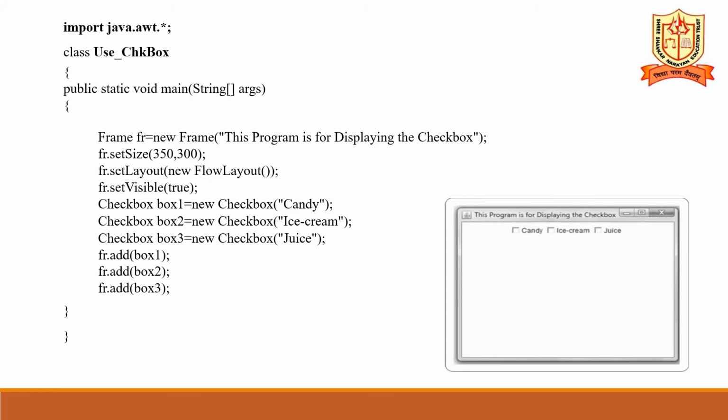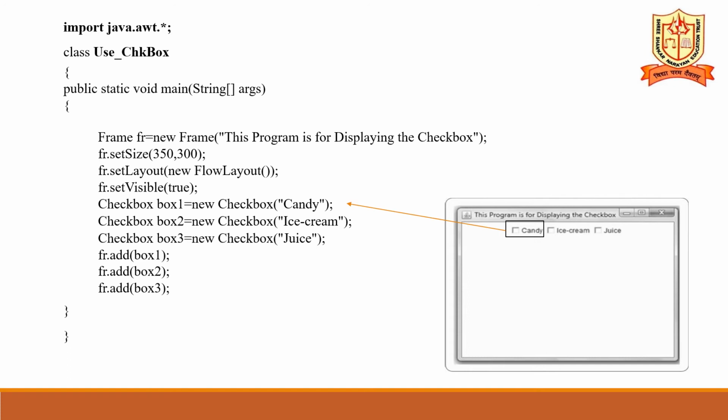Example, we will see that frame. This program is for displaying the checkbox. Here it is coming. And set size, layout, and the set visible true. Here we are creating 3 checkboxes, that is candy, ice cream, and juice. These are what? String names, the checkbox names. I think you must be clear on this. It is visible in this output. See, candy, ice cream, and what? Juice. And after creating these checkboxes, which are the objects? Box 1, box 2, box 3. These objects you are supposed to add in the frame. So I think you must have understood this one.